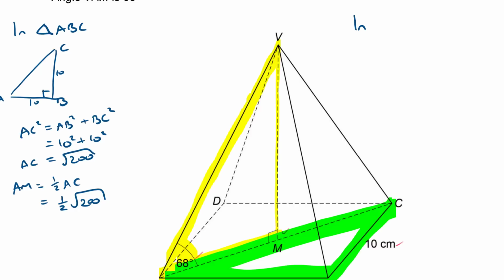So in triangle AMV, let's just draw that triangle out so it's not so crowded. So I've got a right angle triangle again. I know this angle down here is 68. I know that's A, that's M, and that's V. Now I want to know H, the height of this pyramid, and I know that AM is root 200 over 2, or half of the root of 200. So I should be able to use trigonometry to work out then the value of H.